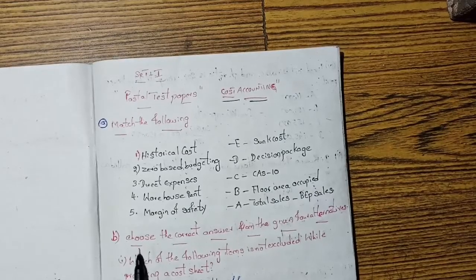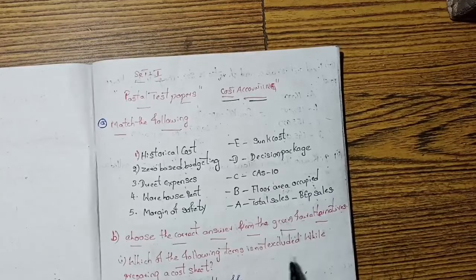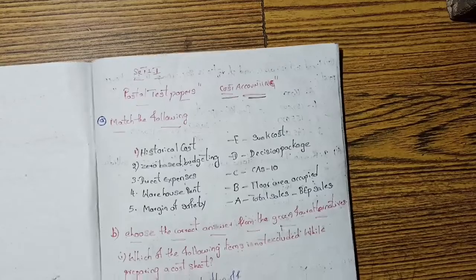Next, choose the correct answer from the given four alternatives. Which of the following items is not included while preparing cost sheet? Goodwill written off, provision for taxation, property tax on factory building, and interest paid. Here we choose the correct answer. The correct answer is C, property tax on factory building.